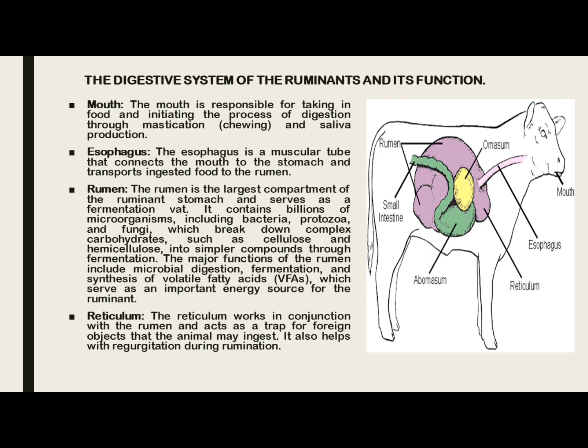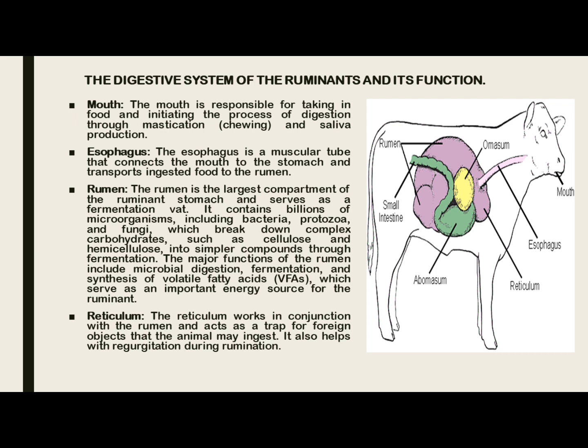It serves as a fermentation vat. It contains billions of microorganisms including bacteria, protozoa, and fungi, which break down complex carbohydrates such as cellulose and hemicellulose into simpler compounds through fermentation. The major functions of the rumen include microbial digestion, fermentation, and synthesis of volatile fatty acids, which serve as an important energy source for the ruminant.